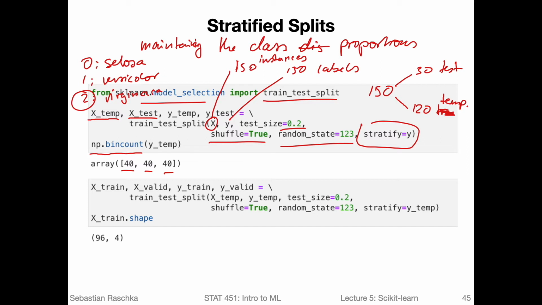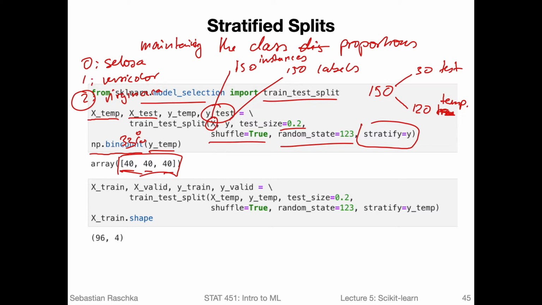So you can see here that the distribution from the original data set, which was 50-50-50 flowers, is maintained. So we have a 33% proportion of each class in our new temp dataset. And if you would check y-test, you would find the same thing, that there's a 33% chance of each flower in the test set.